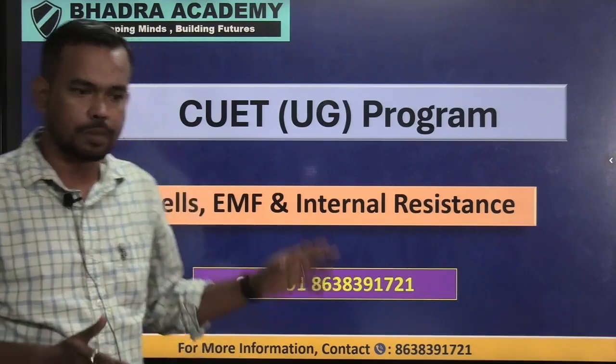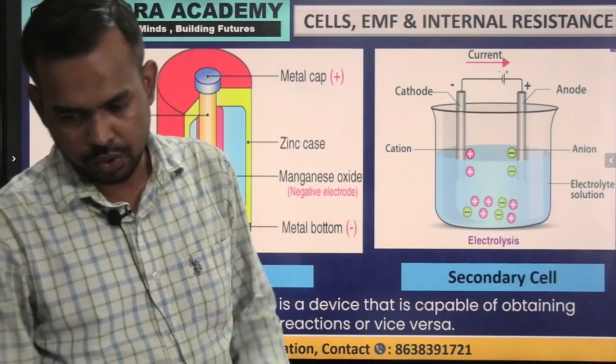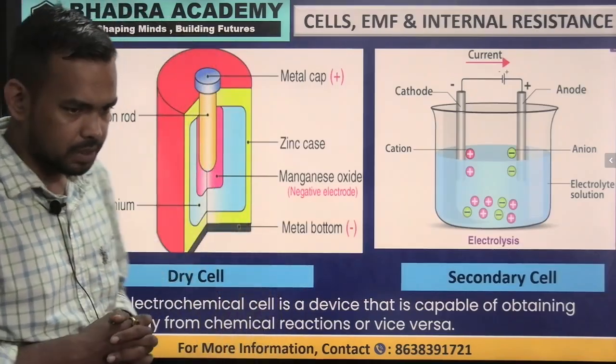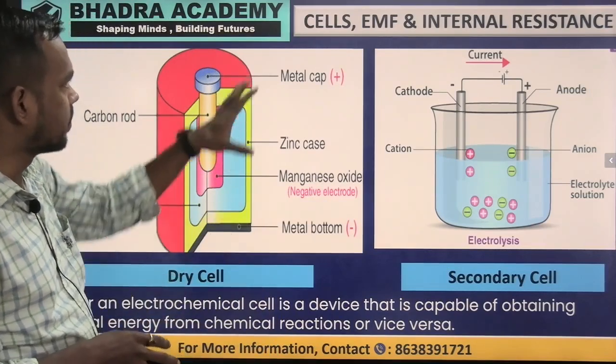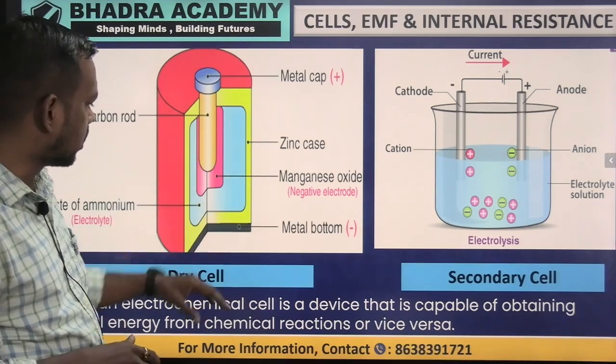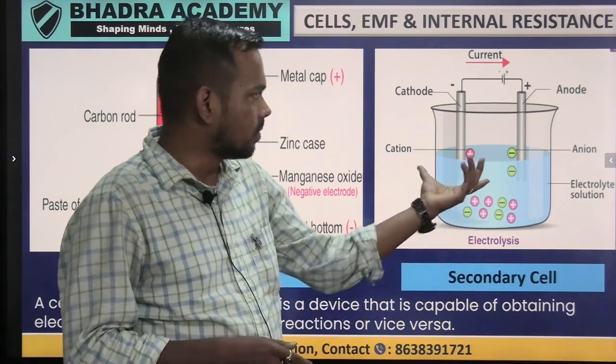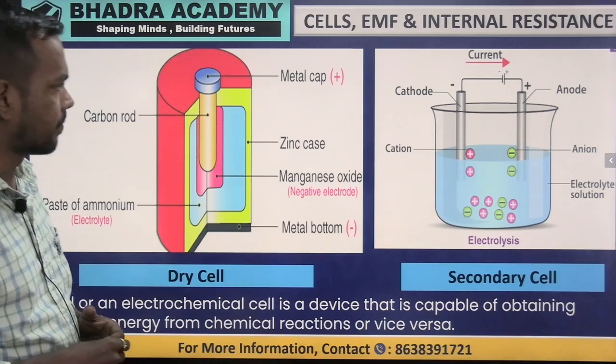So let's begin with the topic of cells, EMF and internal resistance. So you must have seen the cells. So here is a diagram of cells. First we are going to see the cell, that is first is a primary cell, also known as a dry cell. Then the secondary cell where you can see the electrolyte is there.